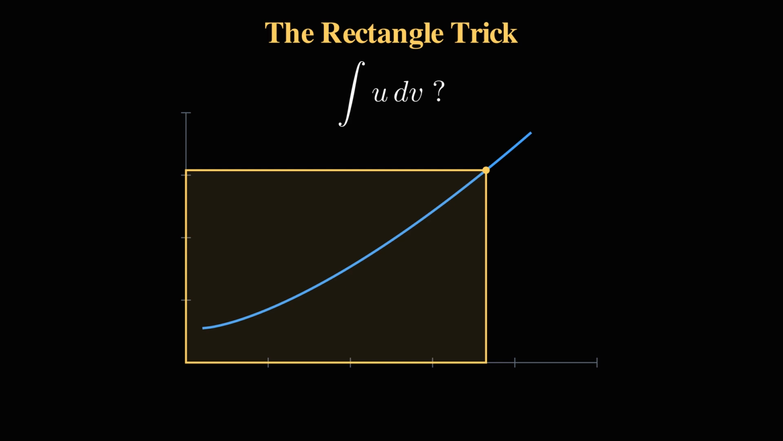Imagine a point sliding along a curve. As it moves right, a rectangle grows with it. Its width is x, its height is y. The rectangle is not mysterious. It is just width times height. No wizardry, no fog machine, just a rectangle minding its own business.